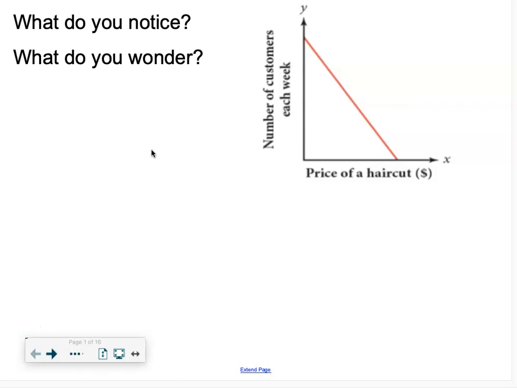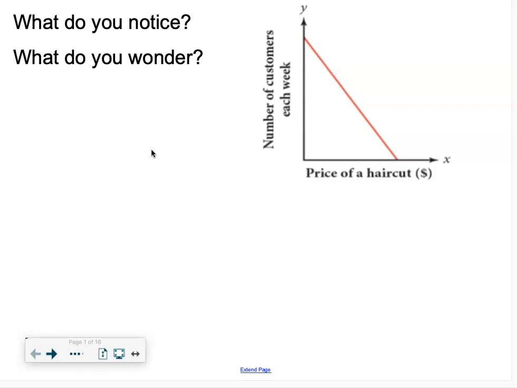So what else? Did anyone else notice anything? Okay, more expensive. There's some price of a haircut where they end up getting no customers, right? What do you wonder? Why is it a straight line? That's a good question. Does that mean their profit's the same still?